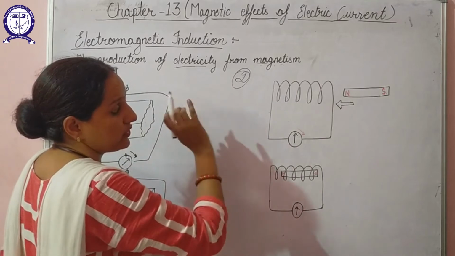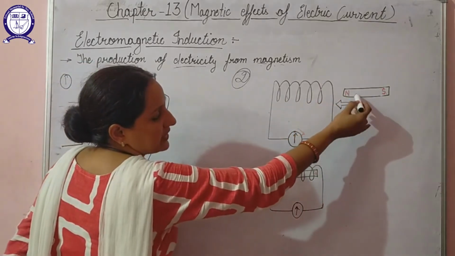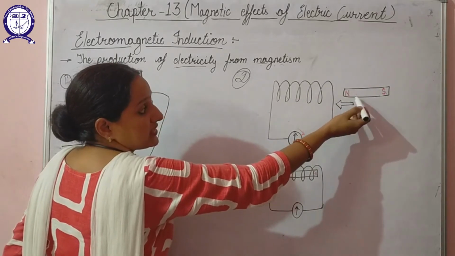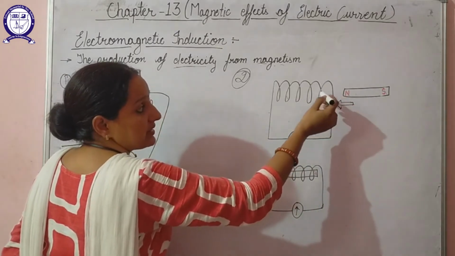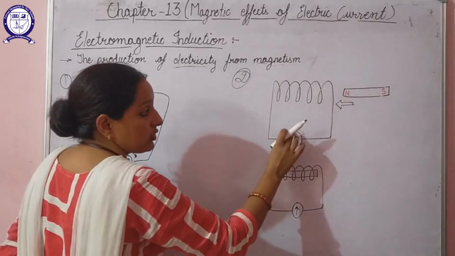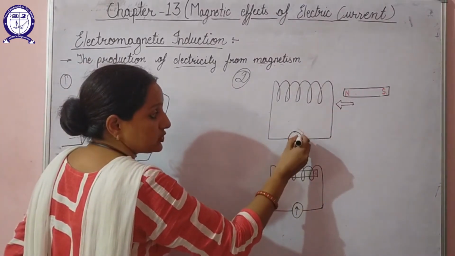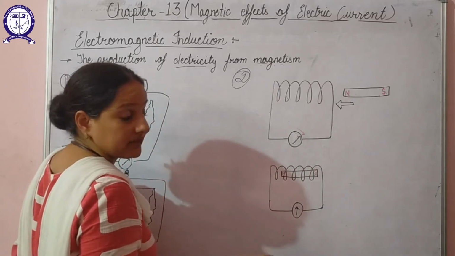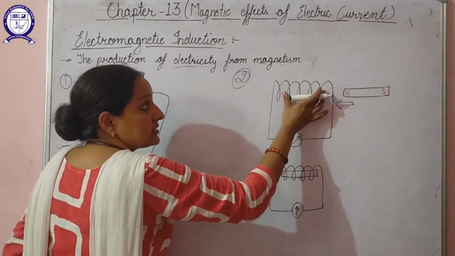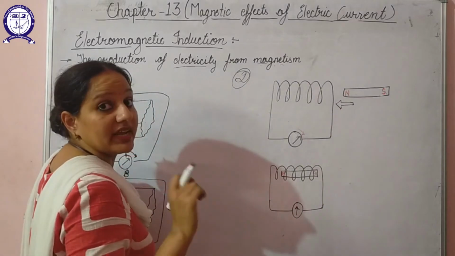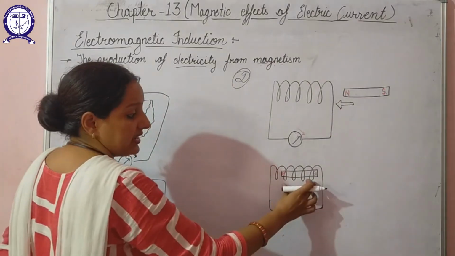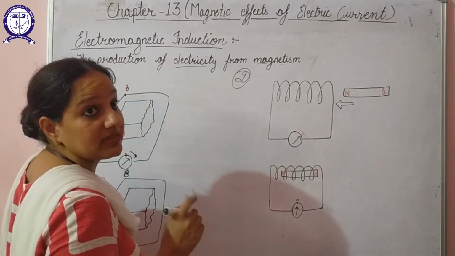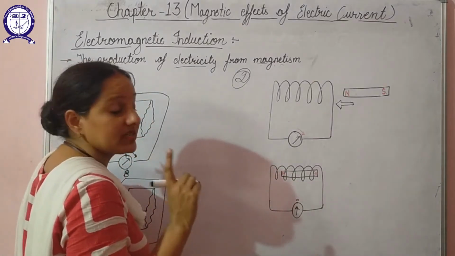So here what you will observe is that I have taken a bar magnet, this is the north pole. If I start to insert this bar magnet inside this coil, some deflection is observed in the galvanometer, which was towards the right hand side. Now when I fully insert this bar magnet inside this coil and there is no further movement, at that time the deflection in this galvanometer will be 0. That means it will rest at 0.